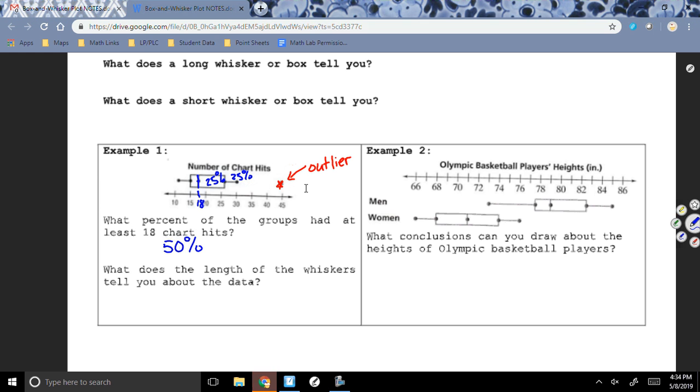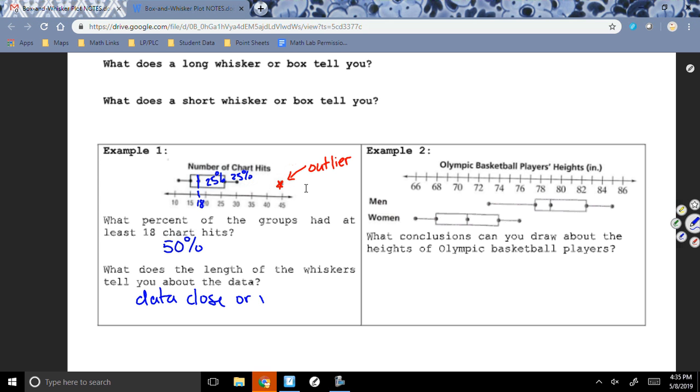Then it says, what does the length of the whiskers tell you about the data? Well, looking at the whiskers here, they're pretty short whiskers, so that means that my data was close together or repeated. So we can go ahead and write that in that question right there. So my data was close together for those whiskers.